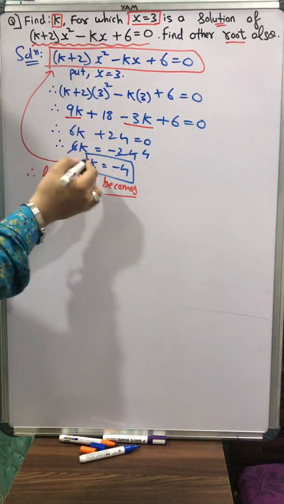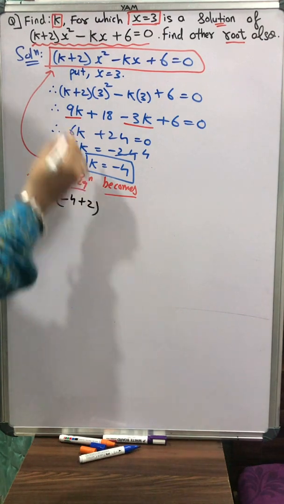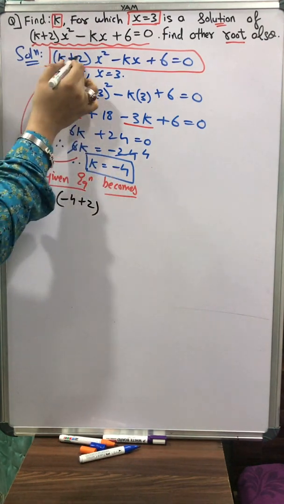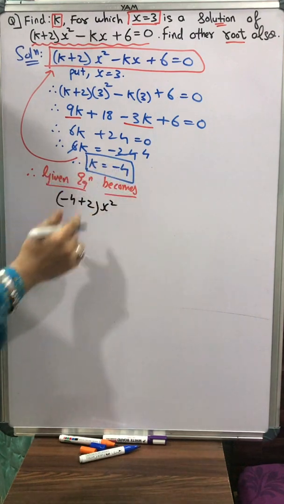It's k plus 2. The value of k is minus 4. So minus 4 plus 2, at the place of k, minus 4. Minus 4 plus 2, x square as it is x square. Just at the place of k, I'm substituting minus 4.